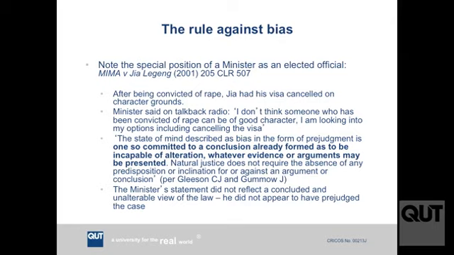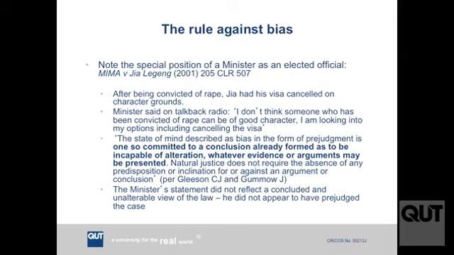On the issue of actual bias, Chief Justice Gleeson and Justice Gummow said that the state of mind described as bias in the form of prejudgment is one so committed to a conclusion already formed as to be incapable of alteration, whatever evidence or arguments may be presented. Natural justice does not require the absence of any predisposition or inclination for or against an argument or conclusion. Which of course makes sense given that we are all subjective in our viewpoints on a range of different issues.